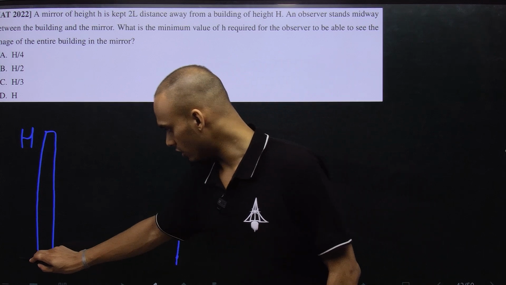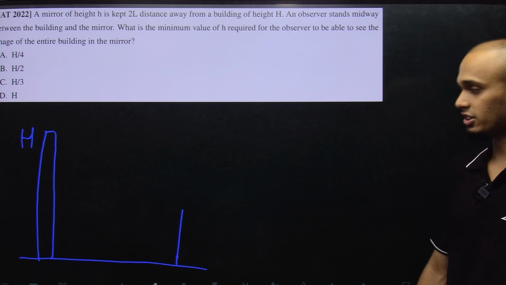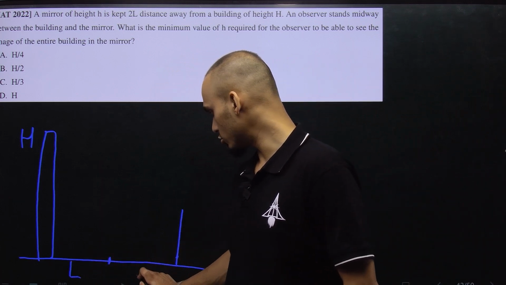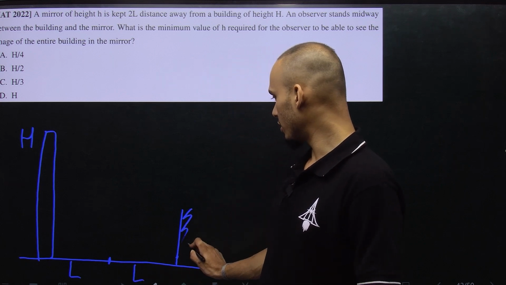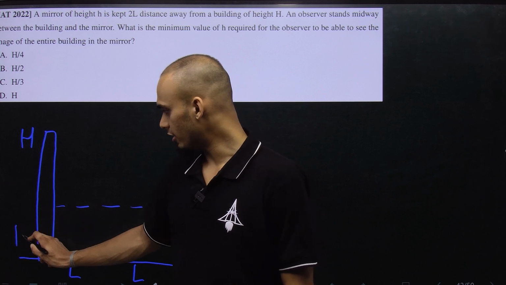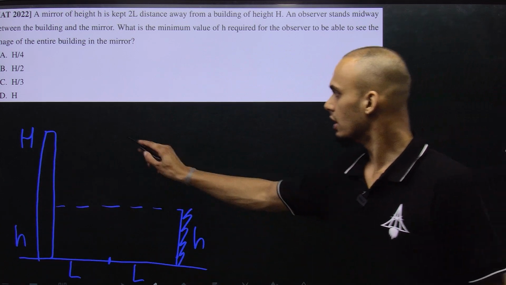And let me draw the ground now, flat ground. If an observer is standing at the midpoint of them, this distance is L and this distance is also L. The height of the mirror is some small h. If we draw a horizontal, this height will be h. So this height will be capital H minus small h.